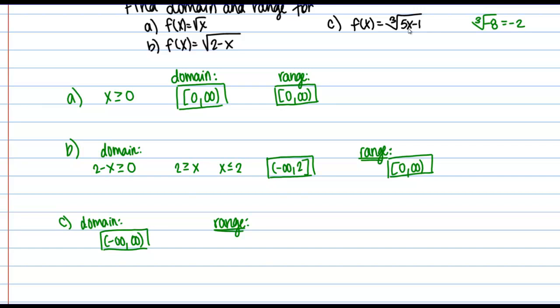Same logic for the range. Let's now think about the outputs. So for a cubed root, like this one here, I'm going to be able to get negative outputs. And I could get any negative number out of this if I put in the right x value. And I can get outputs of 0, and I can get positive outputs, right? Any positive output if I put in the right x value. So basically, there's no limitations on the output that I can get from this function. So then my range is also going to be negative infinity to infinity.